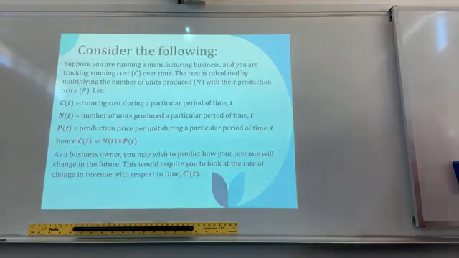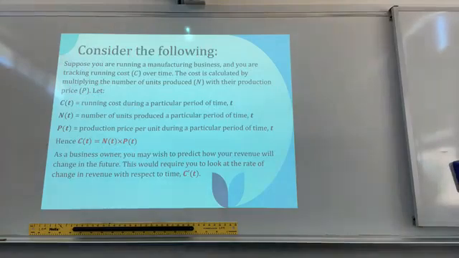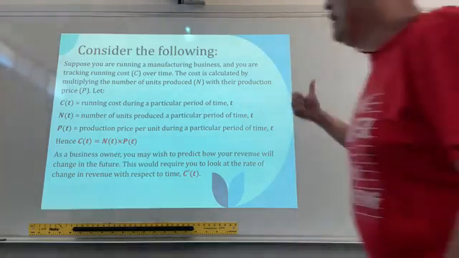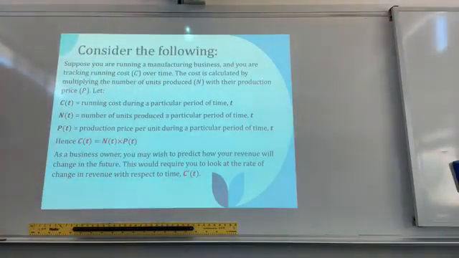All right, now, let's look at a situation. Let's say you're running a manufacturing business and you're tracking the running cost over time. So you know that the cost is calculated by multiplying the number of units by the production price. I am going to define 3 different functions. C(t) is the running cost during a particular period of time t. N(t) is the number of units produced during a particular period of time t. And P(t) is the production price per unit.